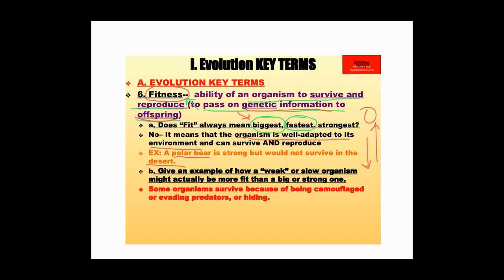So give an example of how a weak or slow organism might actually be more fit than a big and strong one. Well, like that leaf bug, the bug that looked like a leaf. If it was fast, if it liked to move around a lot, that would actually not be an adaptation. That would be a disadvantage because unless it's really windy, leaves don't move around very much. So for that leaf bug, it's actually an adaptation. It's advantageous to stay still, to be really, really slow.